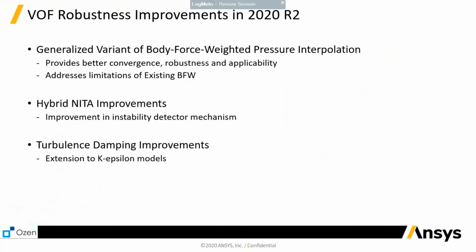There have been some improvements in the volume of fluid method as well, such as the generalized variant body force weighted method, which has been improved. And the hybrid meta also has been improved to be more stable. And the turbulence damping also has been added to the K epsilon model.